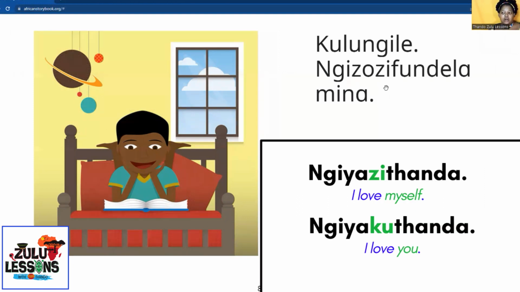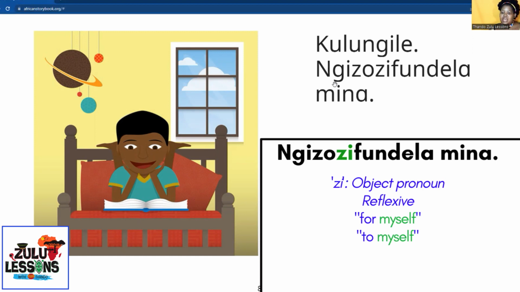So if I say to myself, ngiyazithanda, I love myself. Do you hear that z? Between the ya, present tense article, and the verb, I have that z. It's reflexive. It's saying I love myself. Whereas if I say I love you, I would say ngiyakuthanda. That ku, between that ya and the verb, that's you. But the z is now saying me. I'm talking about myself. So he is saying here, I will read to myself.